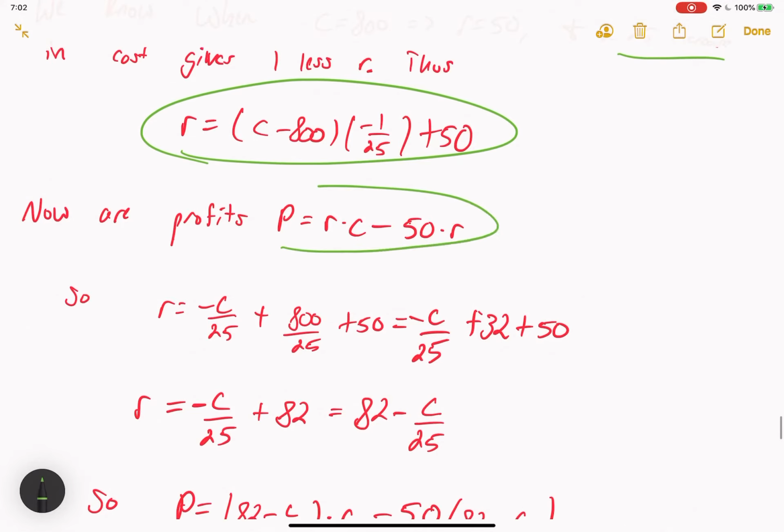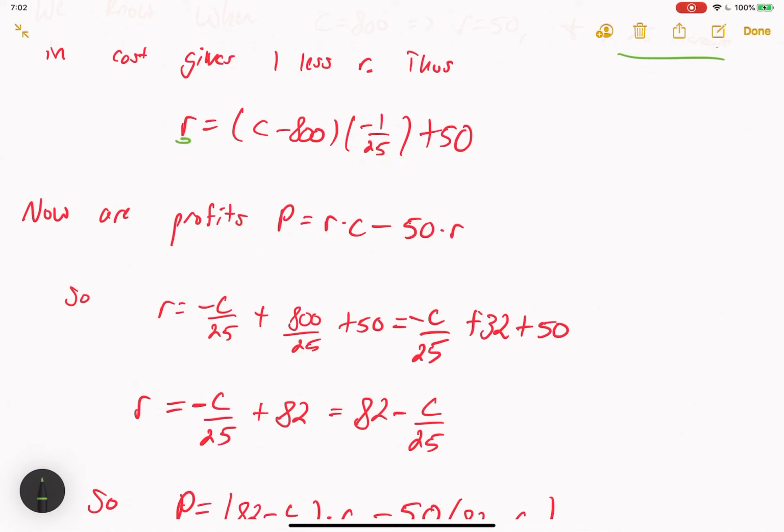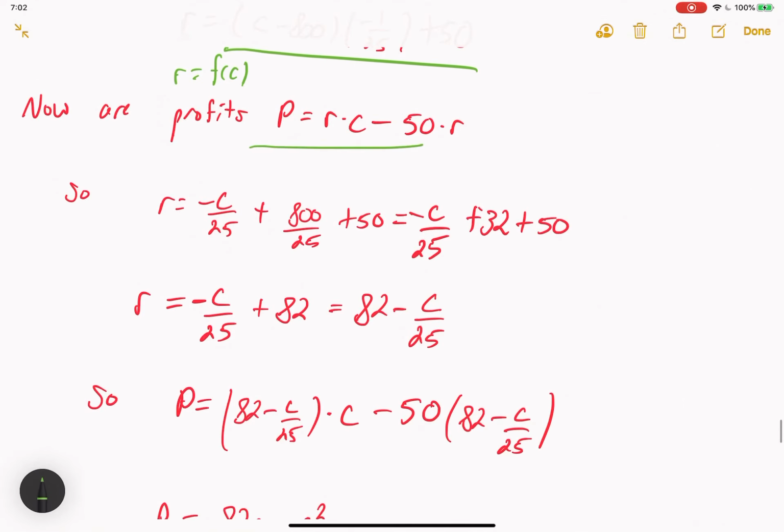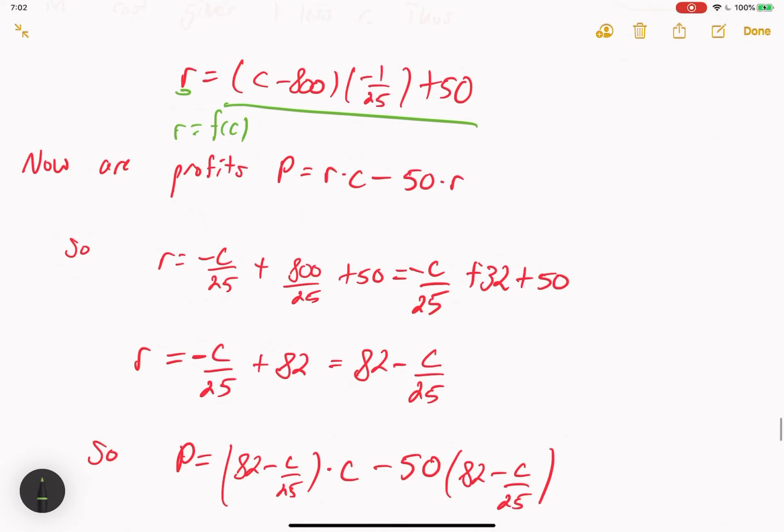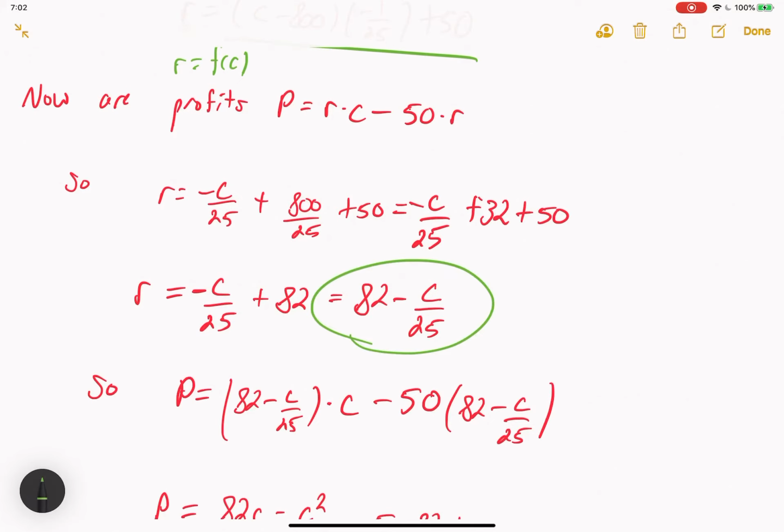Because this is what we want to maximize. So we want to maximize the profits. It has 2 variables in it, R and C. Here we have R defined as a function of C. So R is equal to f of C, that's going to be our function. So when we take the profits, instead of talking about an R, because we know it depends on cost, we could just put in our function. We could put in C minus 800 times -1 over 25 plus 50. So that's why I simplified it. R is equal to 82 minus C divided by 25.